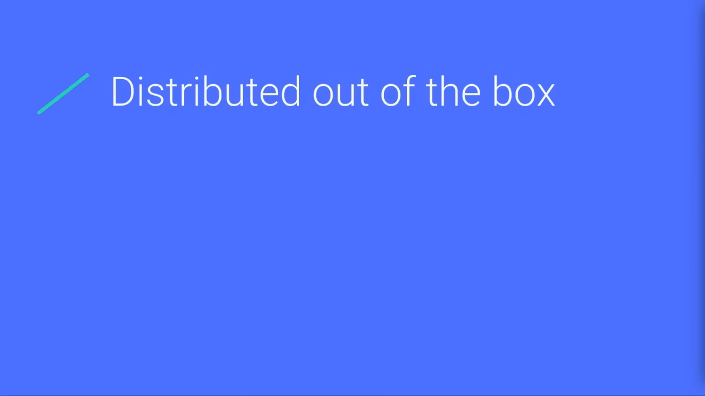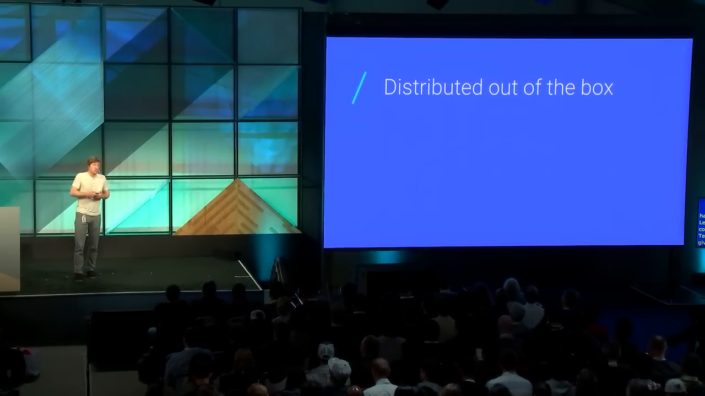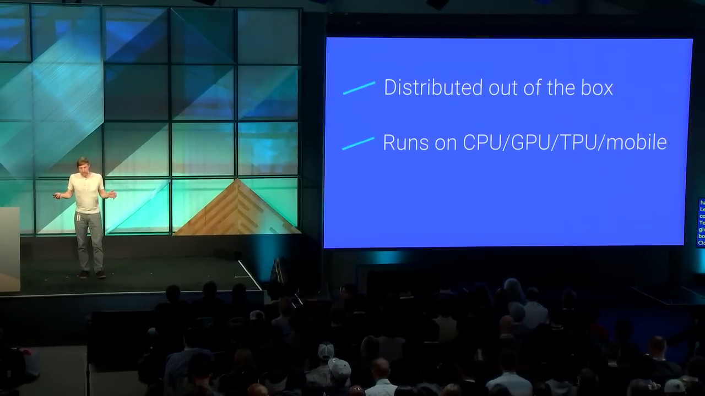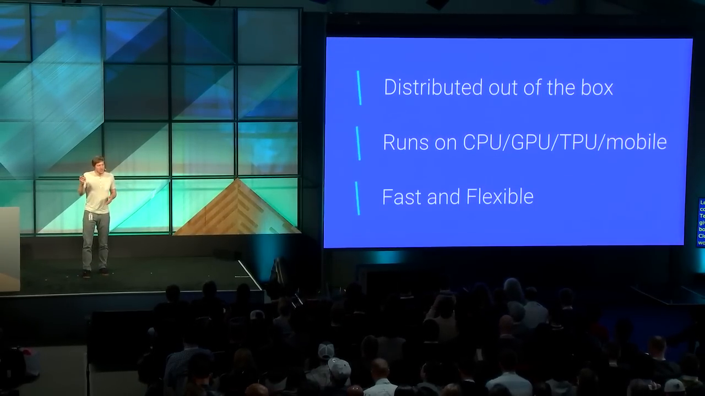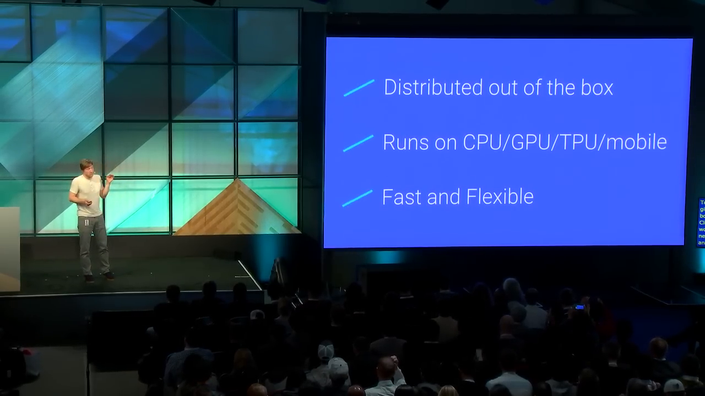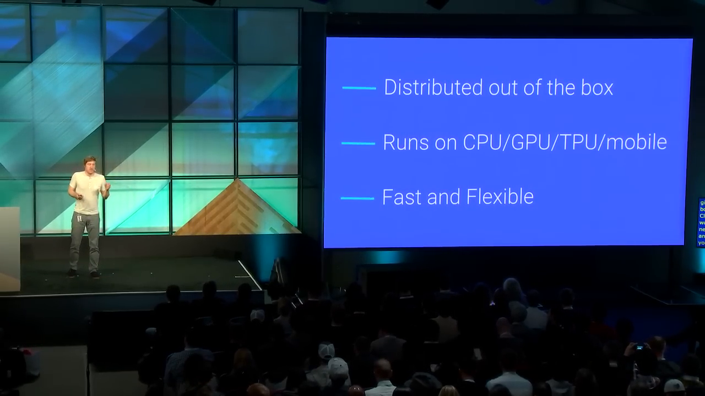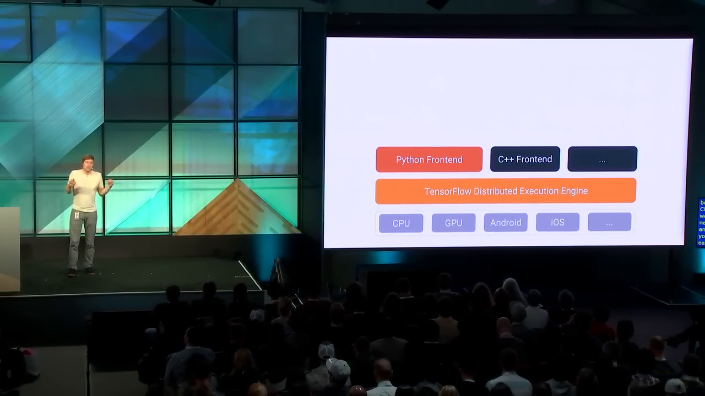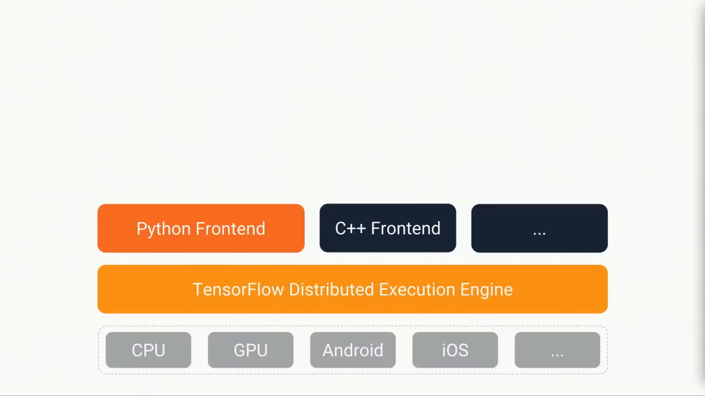TensorFlow gives you distribution out of the box so that you can run it in the cloud if you need to do that. It works on all of the hardware you need to work on. And it's fast and it's flexible. And what I'm going to tell you today is that it's also super easy to get started. And that's why we're here. TensorFlow takes all the details of a distributed system and redundant hardware and just hides them from you, takes care of them. You don't have to know about it necessarily. It's nice if you do, but if you don't, that's not a problem.